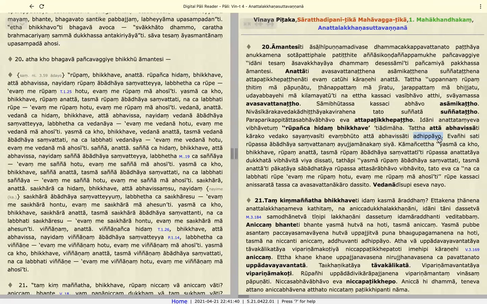Because of this adhippāyo and here tattha, because of these two words, we can understand that this explanation, like the other explanations of the sentences, is a meaning explanation, not a grammatical explanation. In meaning explanation also, we have two types, brief and detailed. Here and there, because of tattha and adhippāyo, he is trying to explain the meaning in detail.